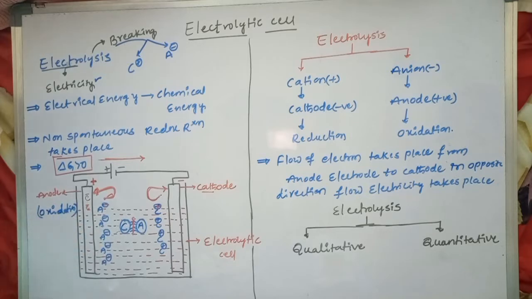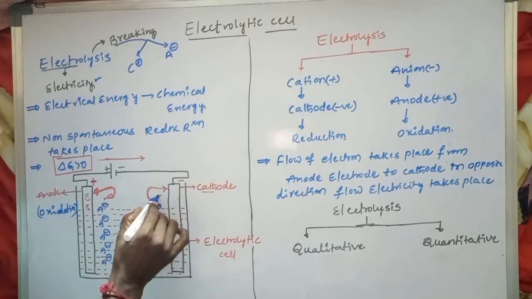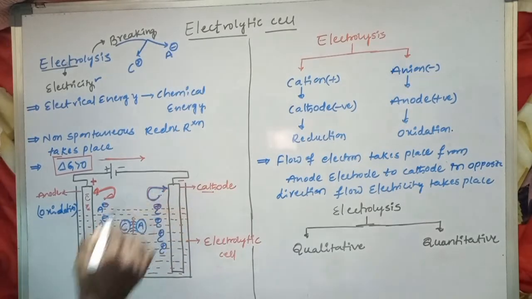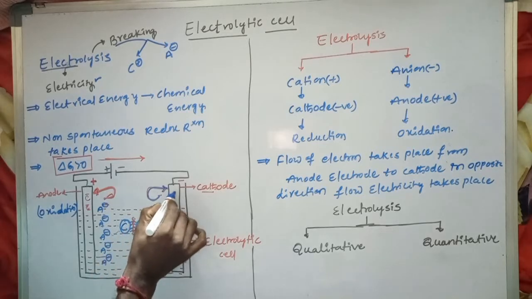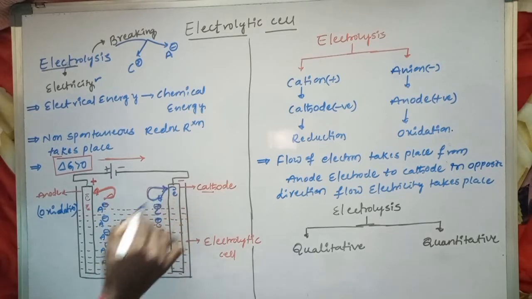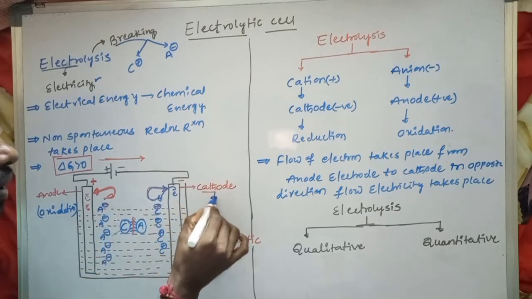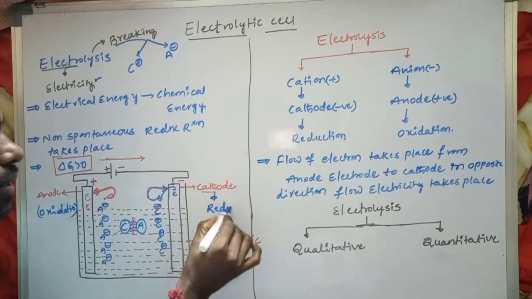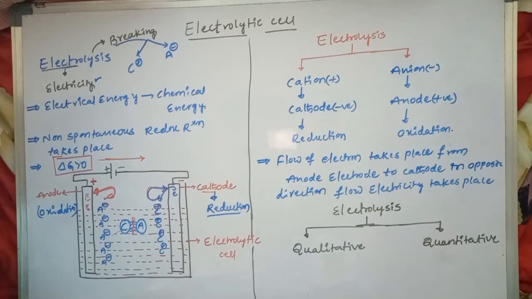Oxidation process, it will take place. Next, at the cathode, the cation migrates towards the cathode electrode side. So the cation will gain electrons from the cathode electrode and convert into a neutral particle. Means at the cathode, the reduction process will take place.